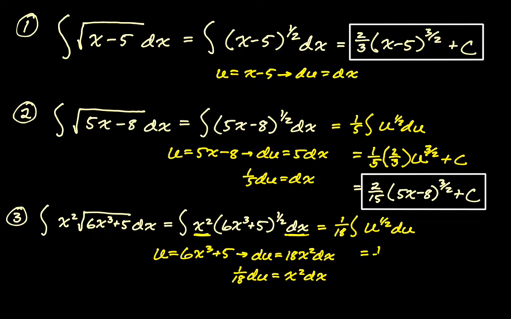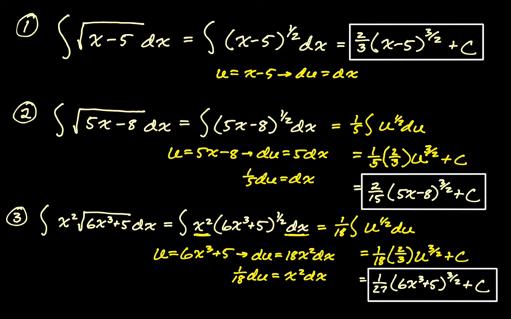And now we're just integrating. So 1 over 18, add 1 to the exponent gives us 3/2, reciprocal is 2/3, and then u to the 3/2 plus c. So then you have 2 over 18 is 1 over 9, 9 times 3 is 27. So we get 1 over 27, 6x cubed plus 5 to the 3/2 plus c.